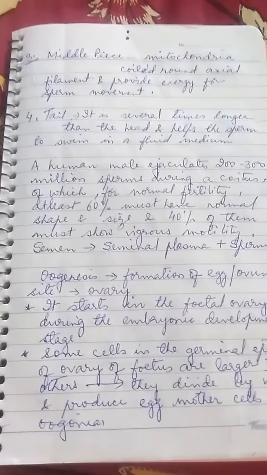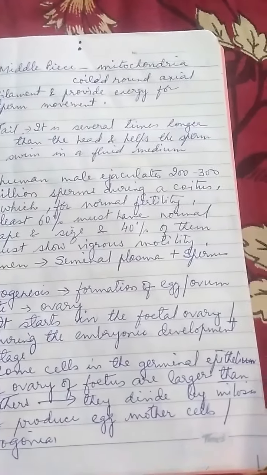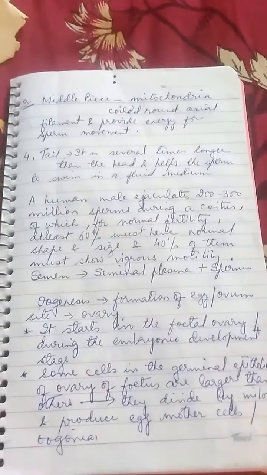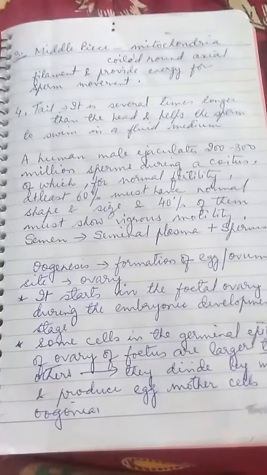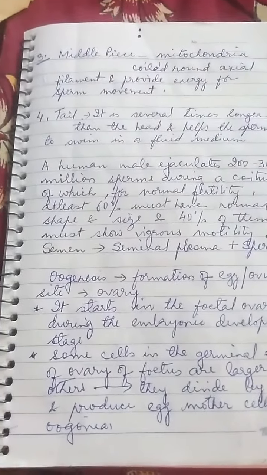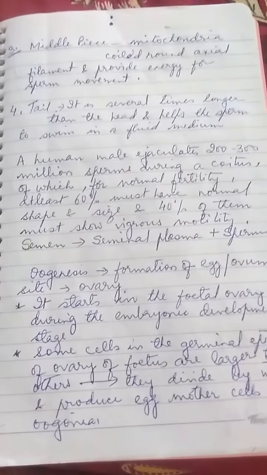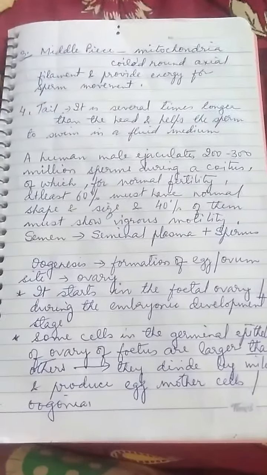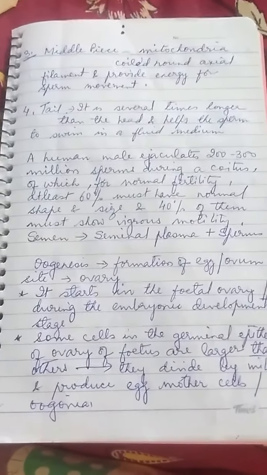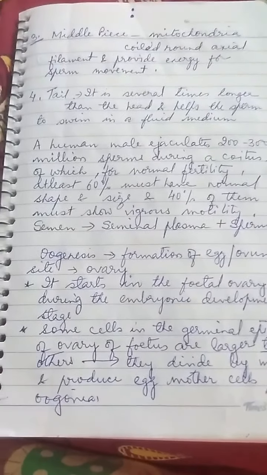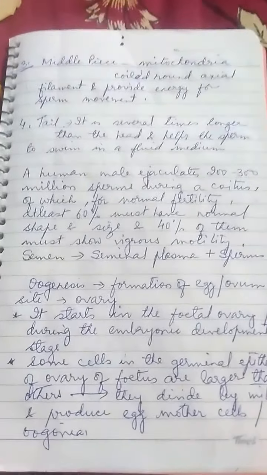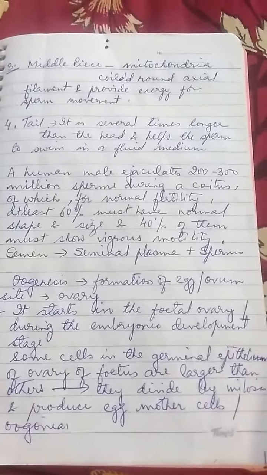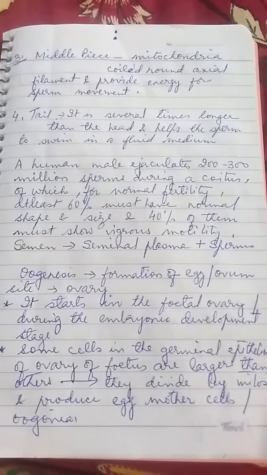Okay, how does it start? Some cells in the germinal epithelium of the ovary of the fetus, we are talking about the embryonic stage now, not any other stage, because we have already seen that oogenesis starts in the fetal ovary when the fetus is inside the mother's womb, right? Its formation starts in embryonic development itself, right? Some cells in the germinal epithelium of the ovary of the fetus are larger than others, right?